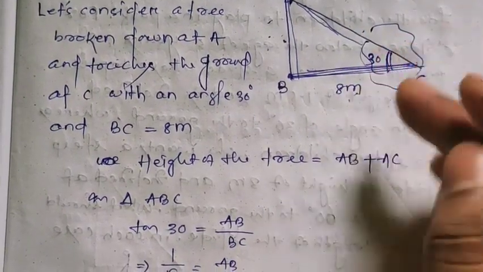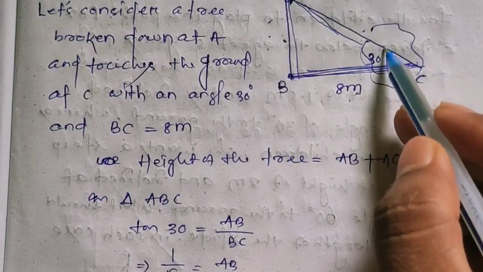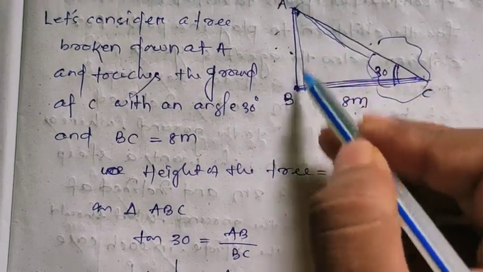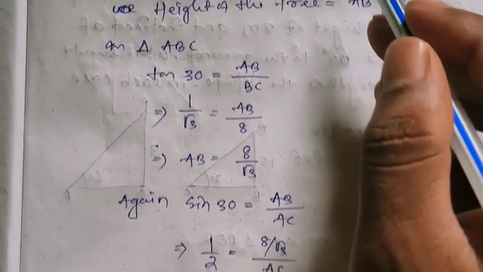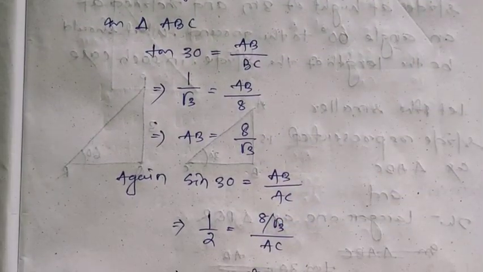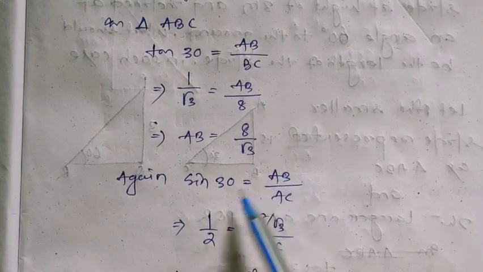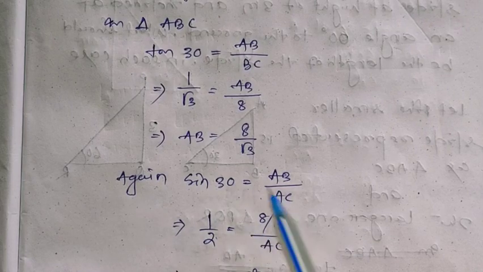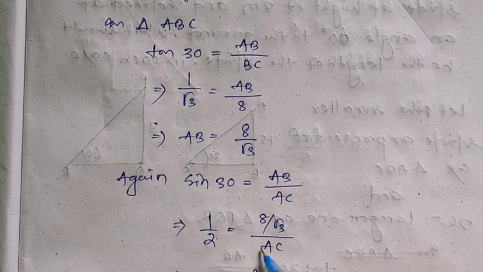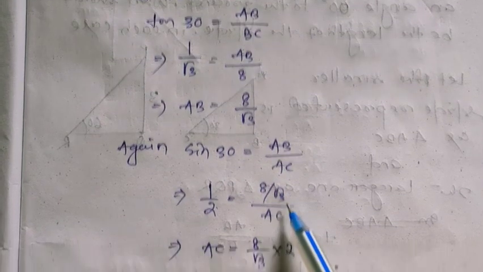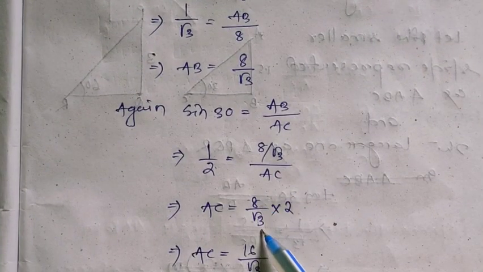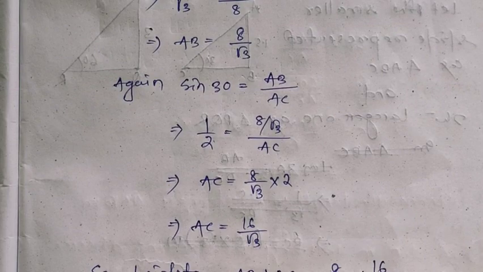Okay, we'll put sin 30. Sin 30 is equal to P by H, that is AB by AC. We have already found AB. That's why sin 30 is equal to 1 by 2, which is equal to 8 by root 3 divided by AC. This implies AC is equal to 8 by root 3 into 2, which is equal to 16 by root 3.